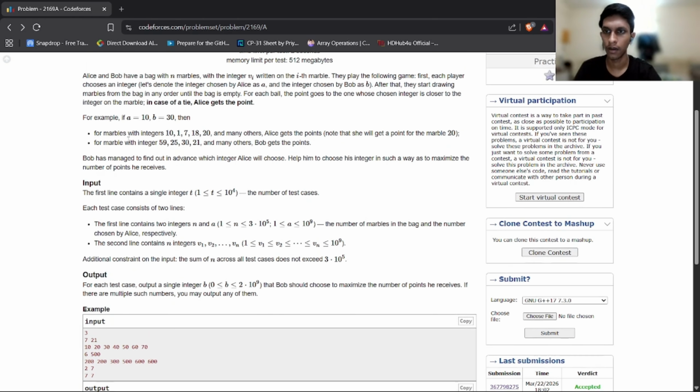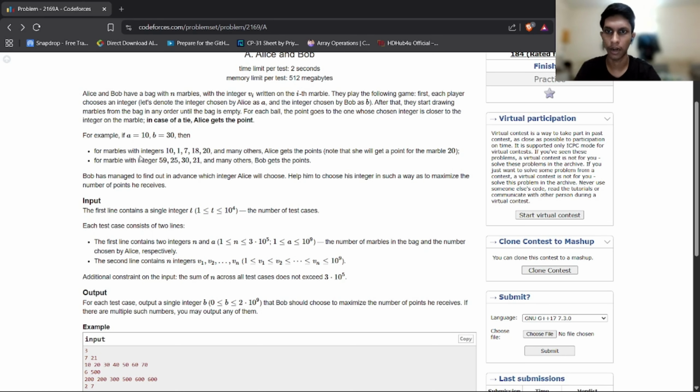Here are some examples for marble integers: 10, 1, 7, 18, 20, and many others. So Alice has chosen 10 and Bob has chosen 30. Note that she will get the point for the marble 20. So Bob will get and Alice gets the point. Note, Bob has chosen the highest integer, so he will get only 1 point for this, but let's talk about it in a bit.